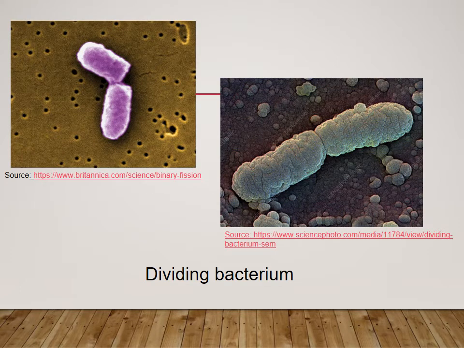Alright, next we'll take a look at an example of a dividing bacterium. These bacteria divide into two cells. Bacteria cells normally divide in an exponential way, from 1 cell to 2 cells, 4 cells, then 8, 16, and so forth. So there's an exponential increase in the number of cells.